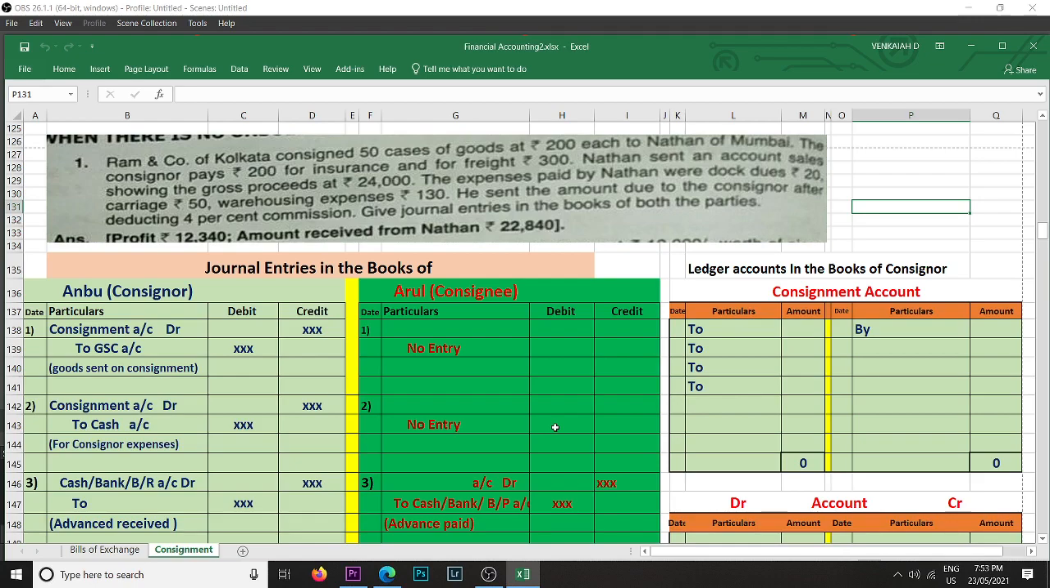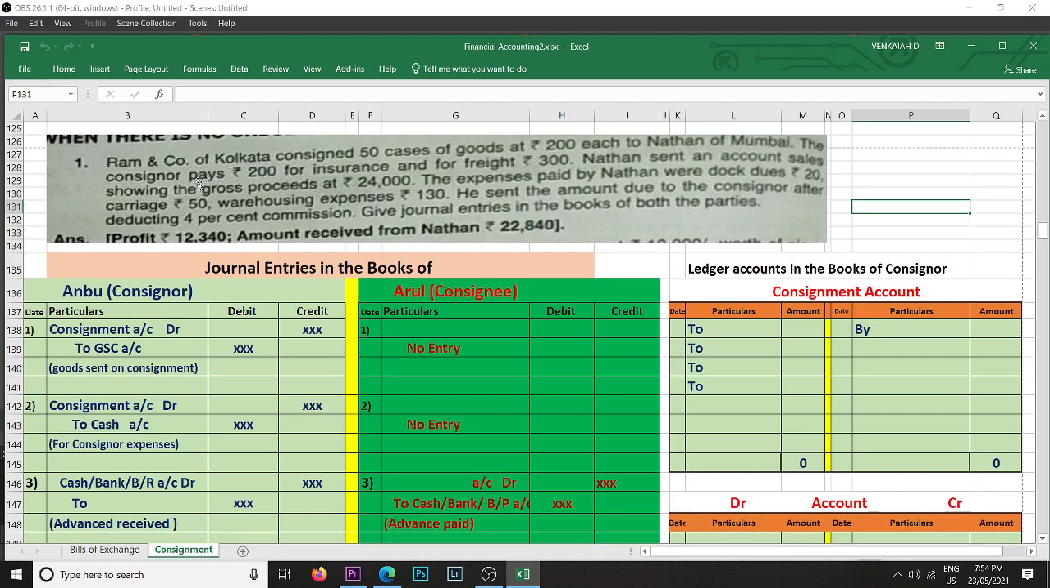Our model problems are total stock sold, unsold stock, invoice price, abnormal loss, and both losses. Now we are taking the problems from the textbook for total stock sold. That is problem number 1. I am reading the problem.